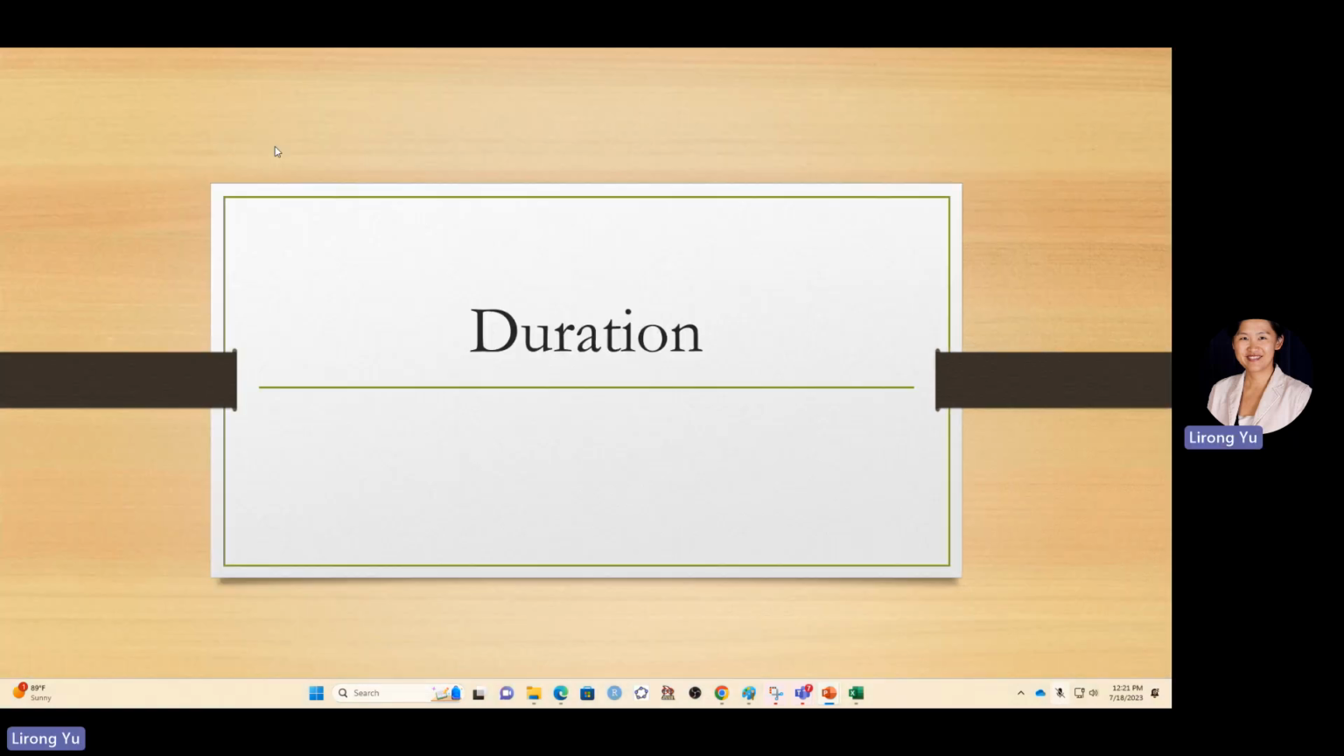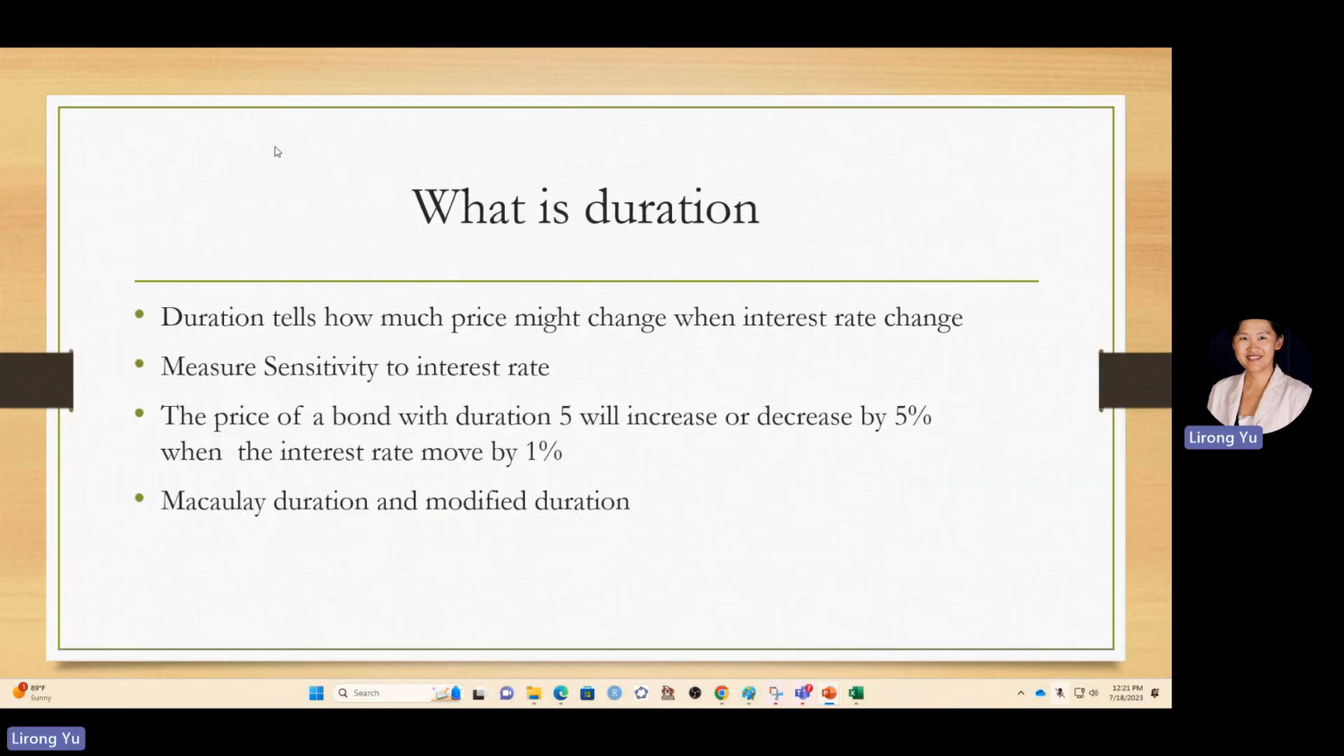Made a separate PowerPoint for this. Basically, duration tells us how much the price might change when the interest rate changes. And as you can see, it's kind of like the derivative of the price function divided by the price function itself. It measures the sensitivity of the price function to the interest rate change.